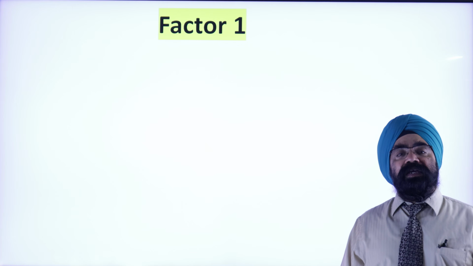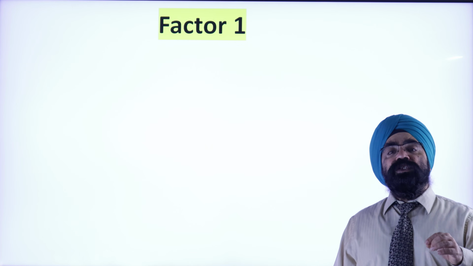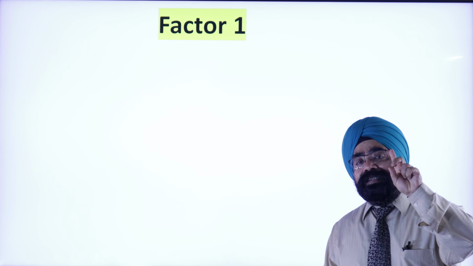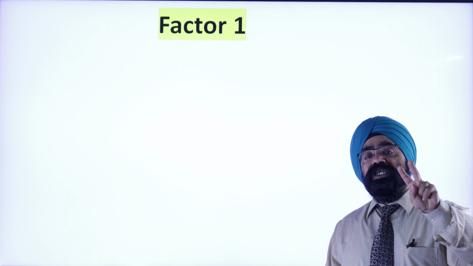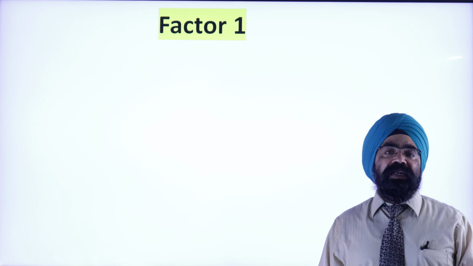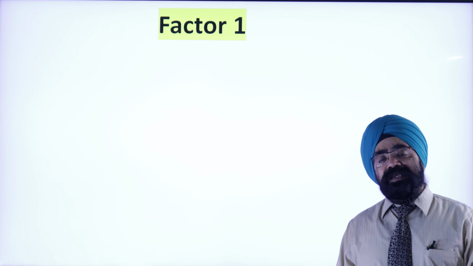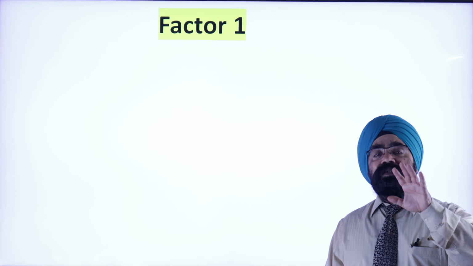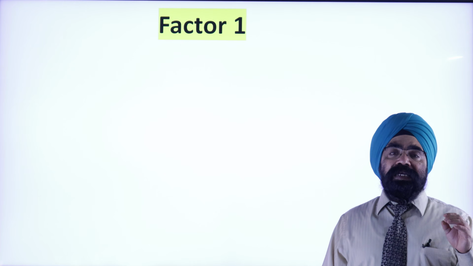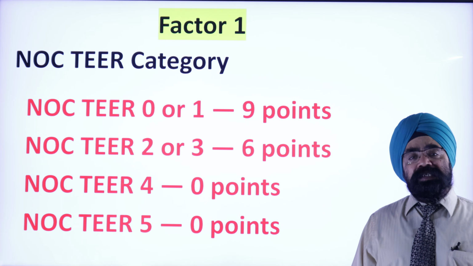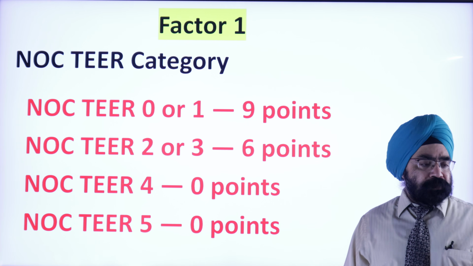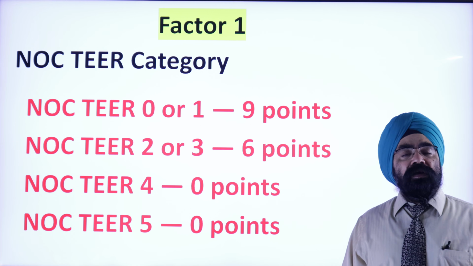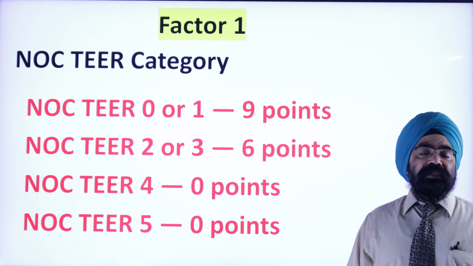The first factor is the tier category. In the 5-digit NOC code, the second digit is your tier category. There are a total of 6 tiers: tier 0, 1, tier 2, 3, tier 4, 5. Tier 0 and 1 will be awarded the maximum points, 9 points. Tier 2 and 3 will be awarded 6 points. Tier 4, you will get 0 points. Tier 5, you will get 0 points.